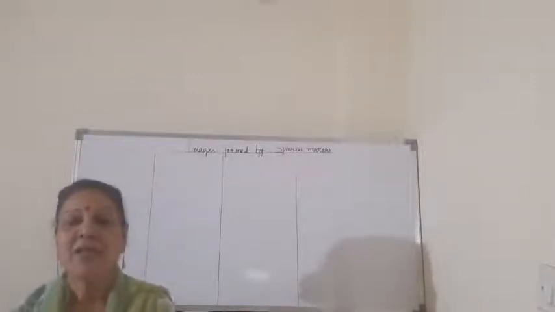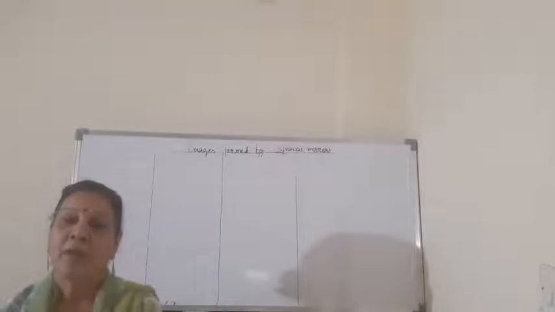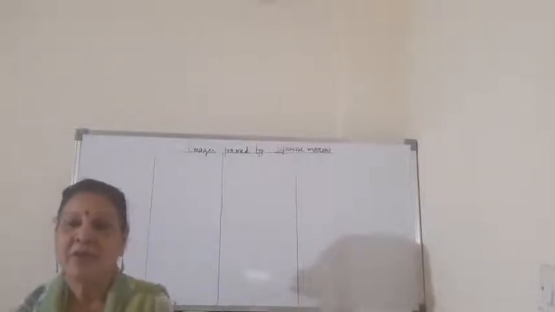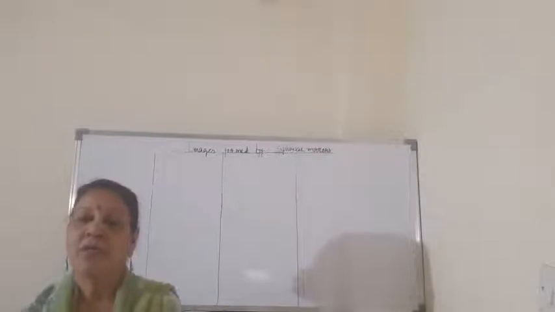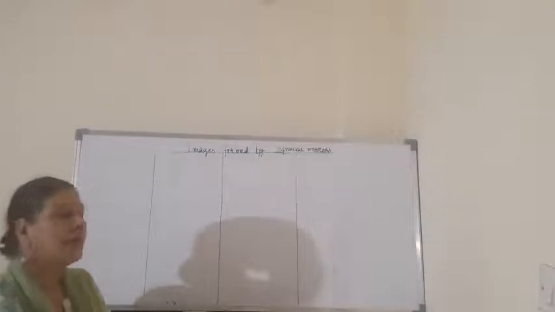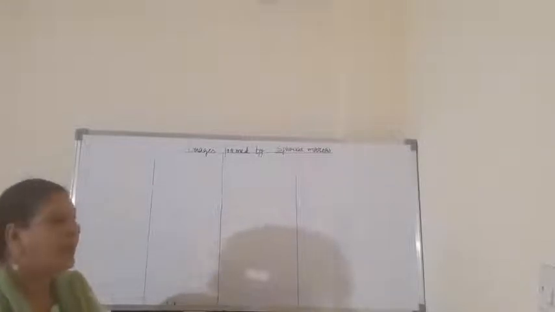In the previous class I explained the rays which are to be taken to draw the ray diagram. Today we are going to discuss the image formation by spherical mirrors. So without further delay, let's start the class. I'll be explaining first the image formation by a concave mirror and then by a convex mirror.